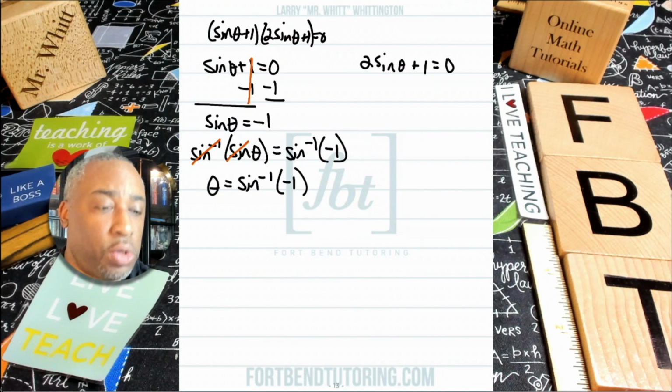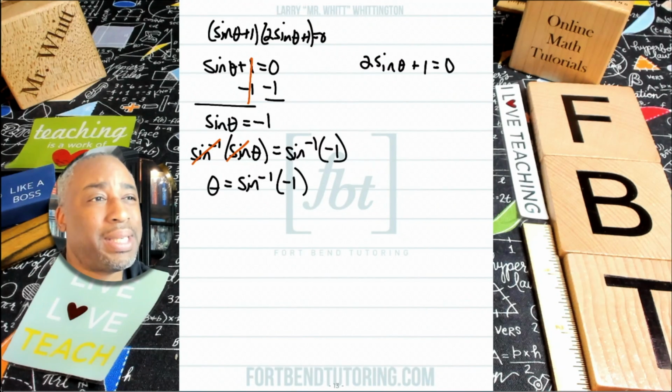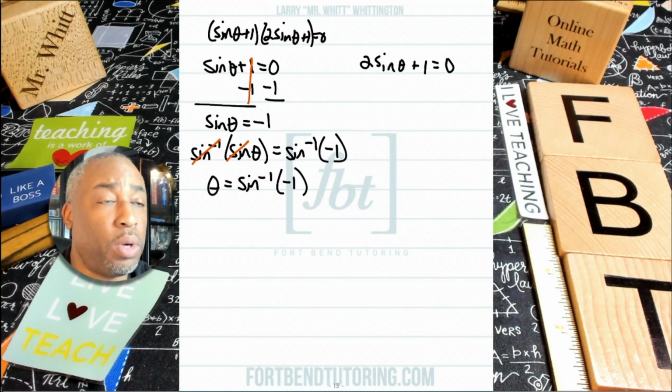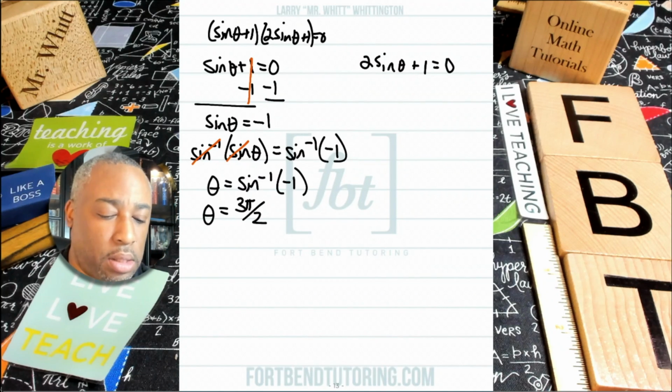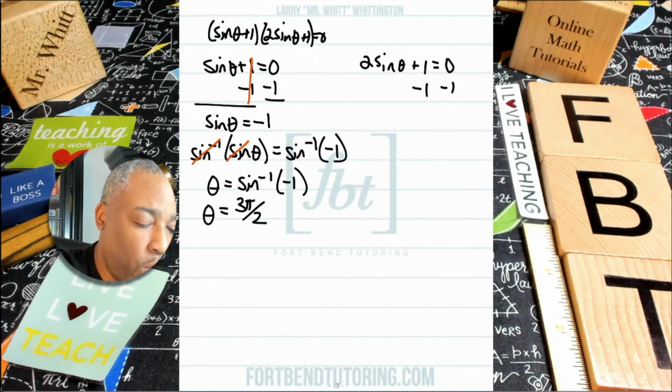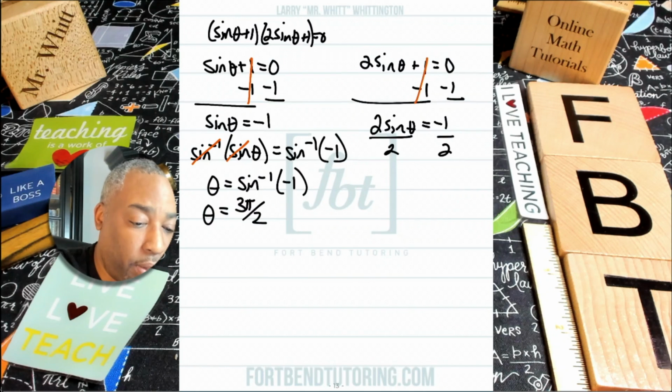Using your unit circle, you should recognize that the only place where sine is going to give you a result of negative 1 is at 270 degrees, aka 3 pi over 2. So therefore, theta is going to be 3 pi over 2 for that solution. Now we'll solve for the second equation. I'll need to subtract 1 on both sides. The 1's cancel out. I'm bringing down 2 sine theta equals negative 1. Divide both sides by 2, like so. 2's cancel out. You have sine theta equals negative 1/2.